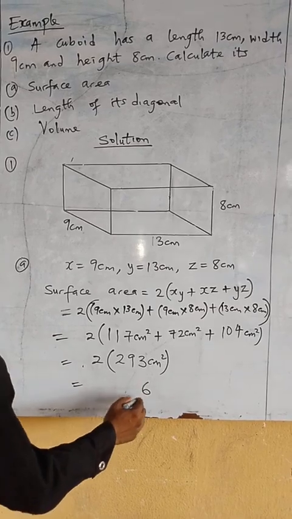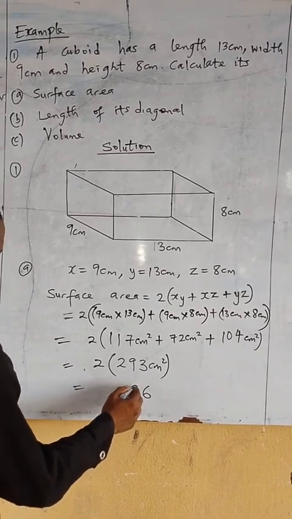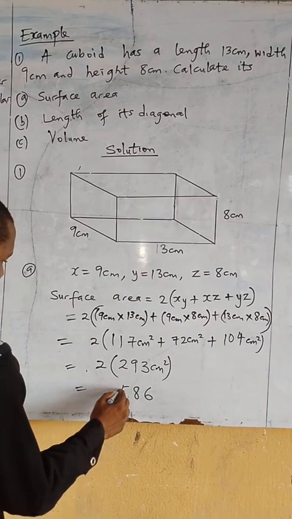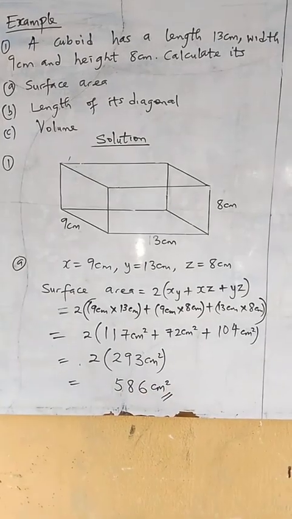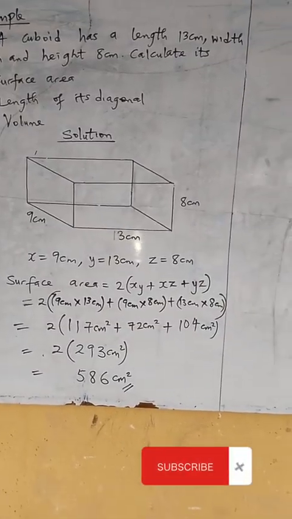And by the time we multiply, we are going to have 6. 18, we keep 1. 4, that will be 586 centimeter squared. That's the answer.